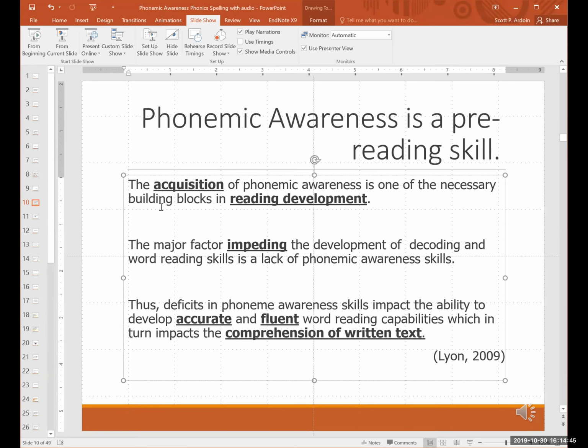A major factor impeding the development of decoding and word reading skills is a lack of phonemic awareness skills. Thus, deficits in phonemic awareness skills impact the ability to develop accurate and fluent word reading capabilities, which in turn impacts the comprehension of written text.